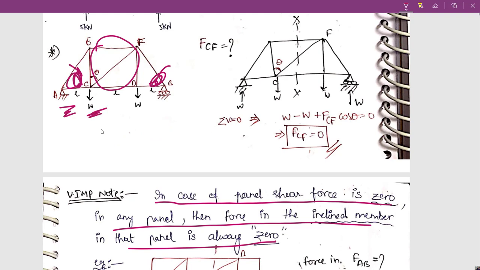For example, I will explain this question itself. So here I have W force, here I have W force. So what will be the support reaction? As the forces are equidistant, this will be upwards W support reaction. This one will also be upwards W, right? Agree? So what is the shear force in this member?